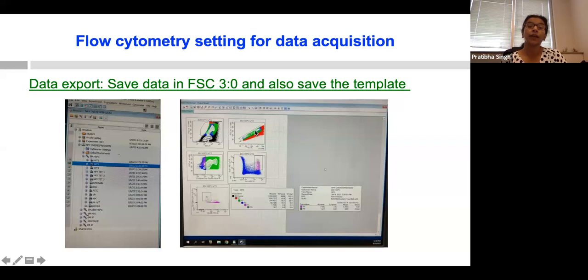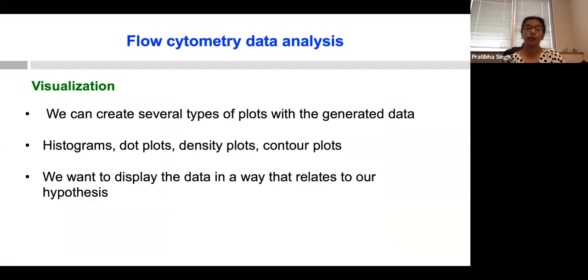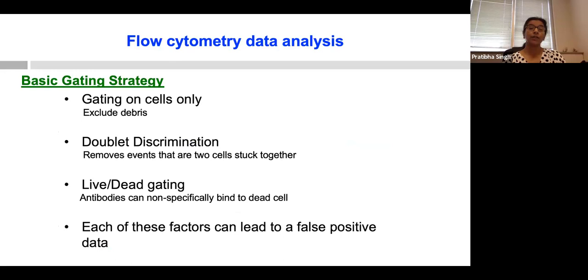So we gated this, and from here we wanted the live cells, so live lineage negative cells. We used the live cell detection reagent with the lineage cocktail. By this gating, we excluded the dead cells as well as the lineage positive cells. So with this kind of gating strategy, you first get the real cells, you exclude the doublets, and you also get the live cells.